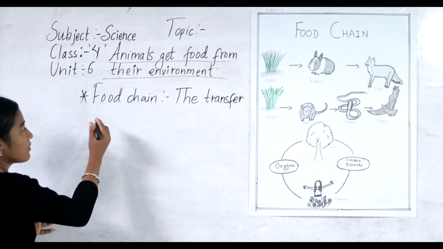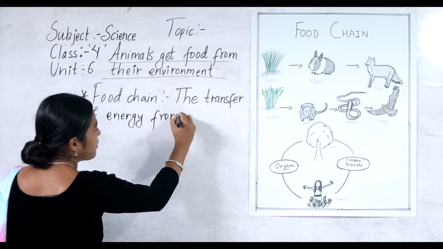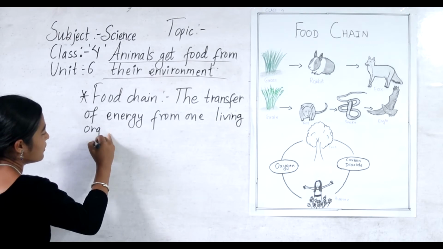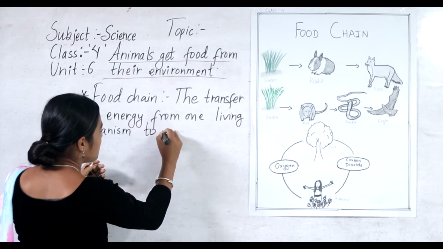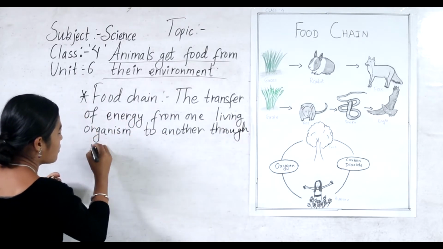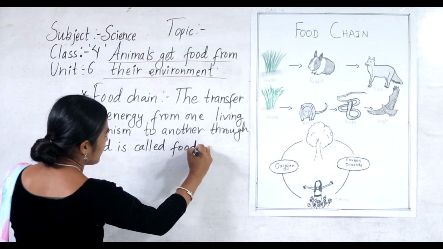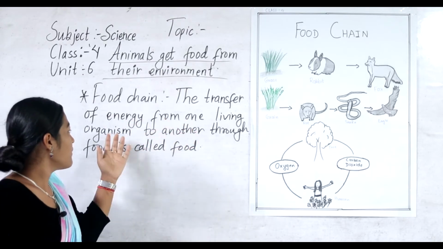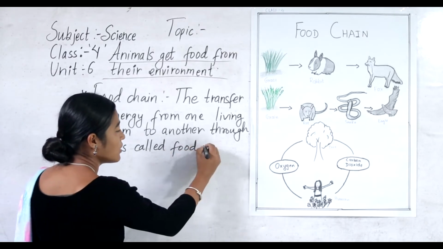So dear students, the transfer of energy happens from one living organism to another through food, that is called food chain. So energy gets transferred from one living organism to another through food, that is called food chain.